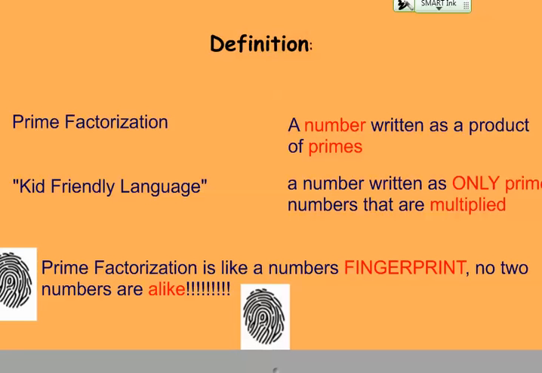Prime factorization is like a number's fingerprint. No two numbers are alike, so no two numbers have the same prime factorization. Just like my fingerprint is different from your fingerprint, numbers have different prime factorizations.